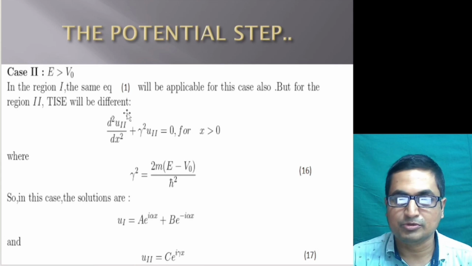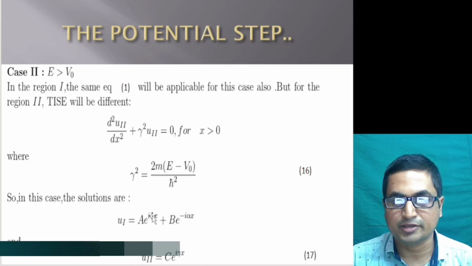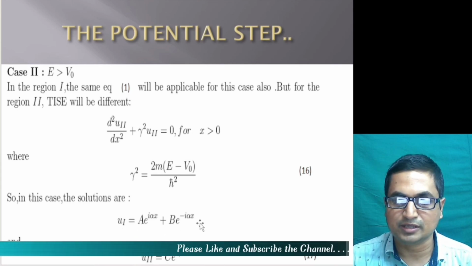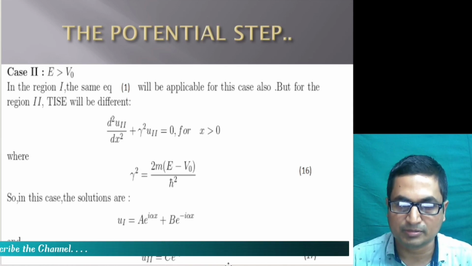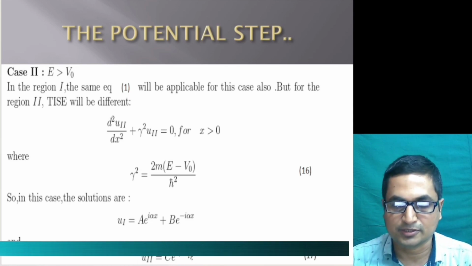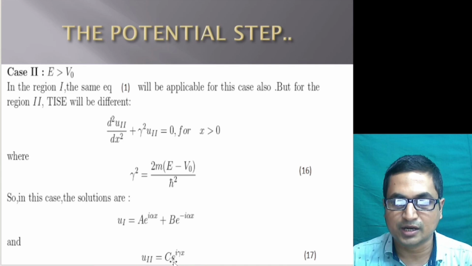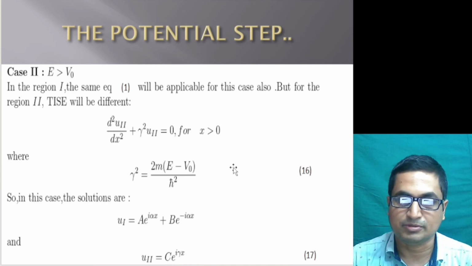And the solution of equation 1, which we have already done, is a e to the power alpha x plus b e to the power minus alpha x, and the solution for region 2 in this case is given by equation 17, c e to the power i gamma x. We see that in the earlier case it was c e to the power beta x; now beta is replaced by i gamma in equation 17.